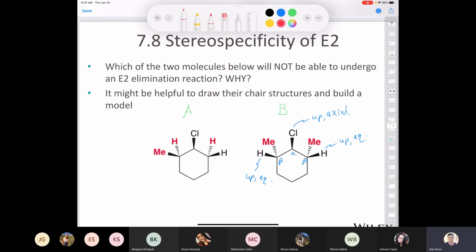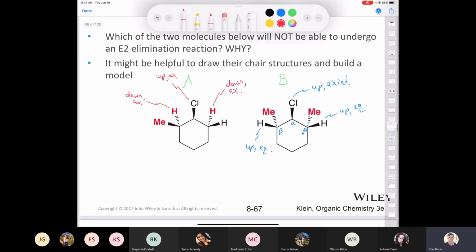Whereas if you look at the first one, again, our chlorine is up and axial. If this hydrogen is going down, remember the axial positions alternate: up axial, down axial, etc. So this is pointing down and is axial, as is this one. That means the requirement is fulfilled and this one can undergo elimination. So we'll put here yes and no.